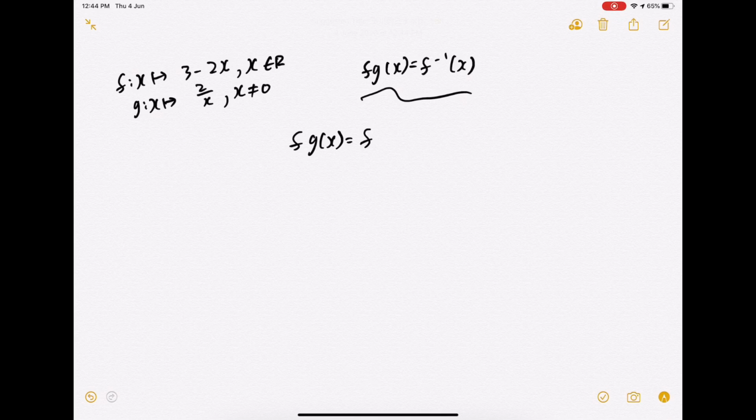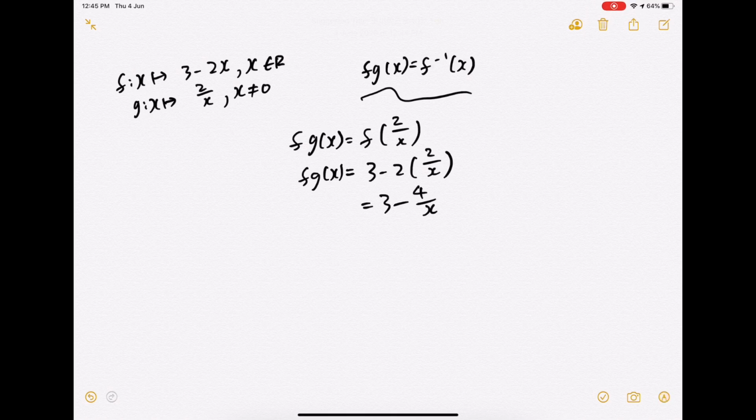So we have f, and we substitute g inside. So this will mean that fg will be 3 minus 2 over x. Simplify this, you get 3 minus 4 over x. So this is the equation of fg.